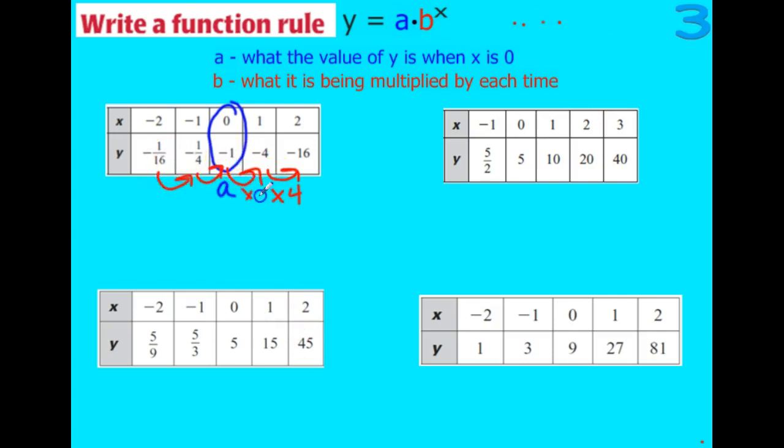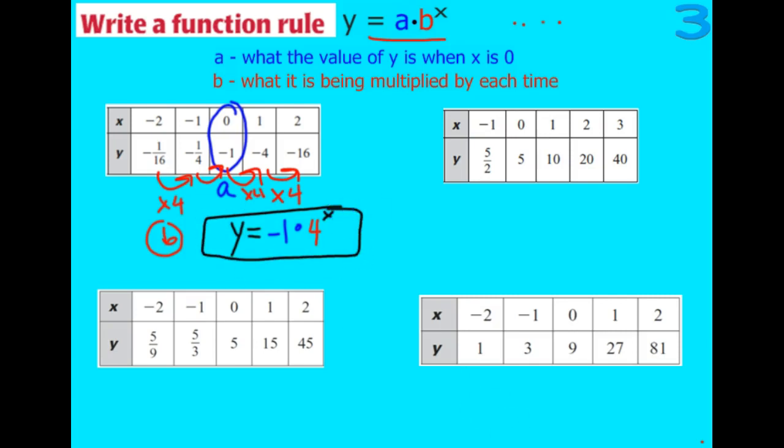-1 times 4 is also -4. So it works going across. If you want to double check this in your calculator, you can. But I know b is going to be 4. So my answer is y equals a up here, which is really -1, times b, which is really 4, to the power of x. That's our final answer.